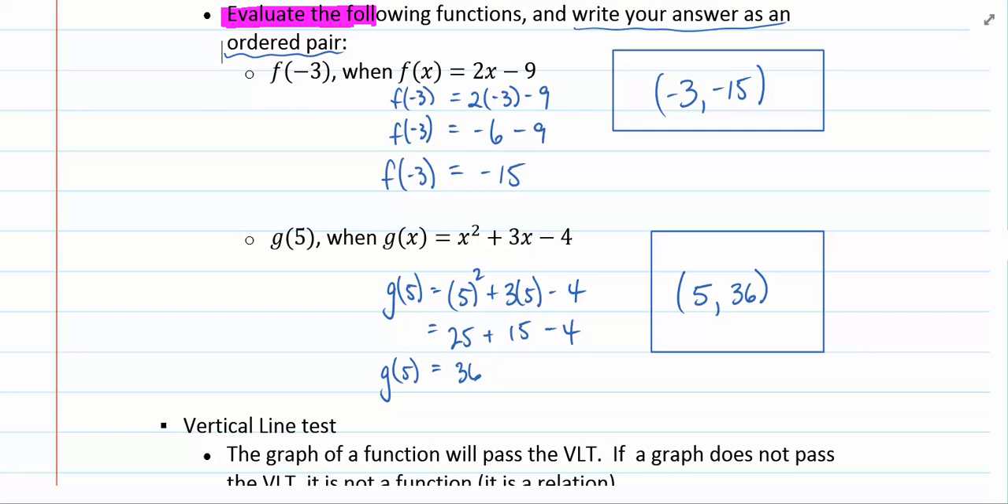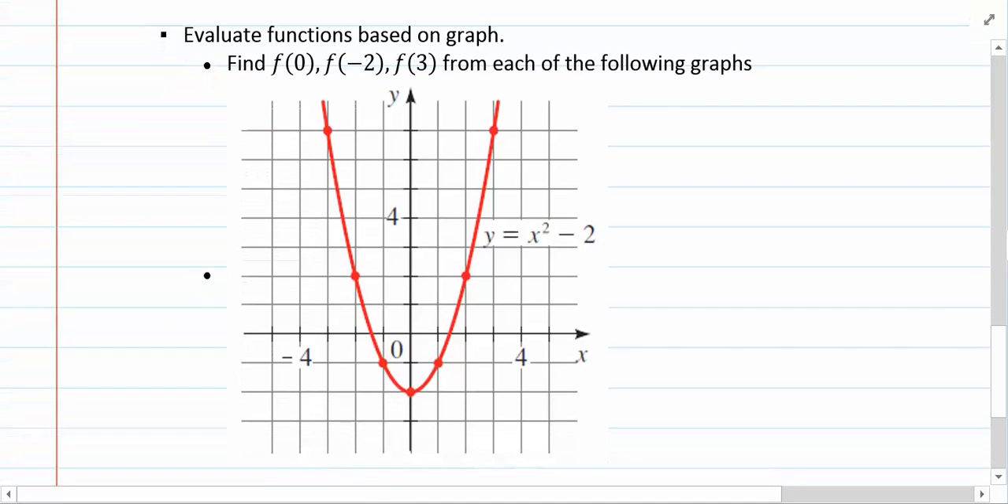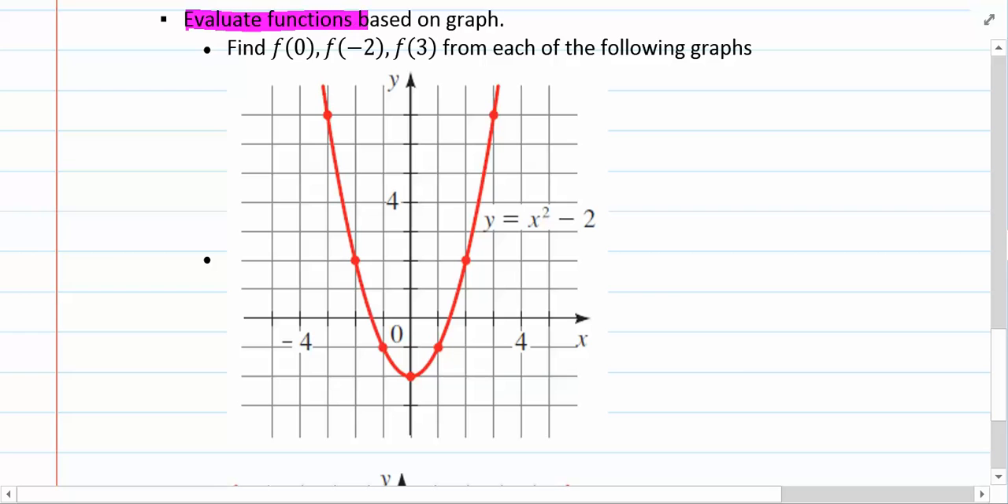While we're on the subject of evaluating functions, I'm actually going to move down towards the bottom of my notes here. And I want to talk about evaluating functions based on a graph. This is a second way that we can evaluate functions. I would like to evaluate f of 0, f of -2, and f of 3 by looking only at the graph, and I'm going to ignore the function or the equation that was written here. F of 0, f of -2, and f of 3 from the graph, and I'm going to write each of these as an ordered pair when I'm finished.